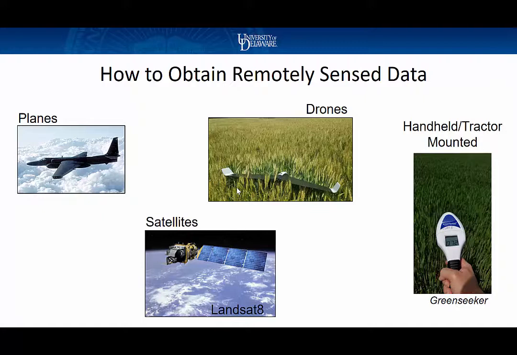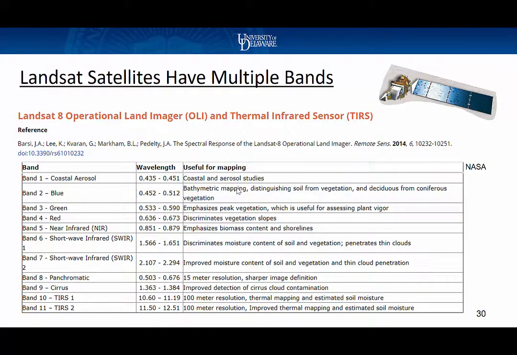Drones, where we're going, I do think drones are one of the easier ways for you to get remotely sensed data. And then, of course, again, GreenSeeker is remotely sensed data. If you're using GreenSeeker or you have a handheld GreenSeeker, you can gather it that way. Most of the satellites we put up there have multiple bands. This is Landsat 8, our most recent Landsat that we have up there. It has blue, green, red, near-infrared, shortwave infrared. Looks at moisture content of soil and vegetation, panchromatic.